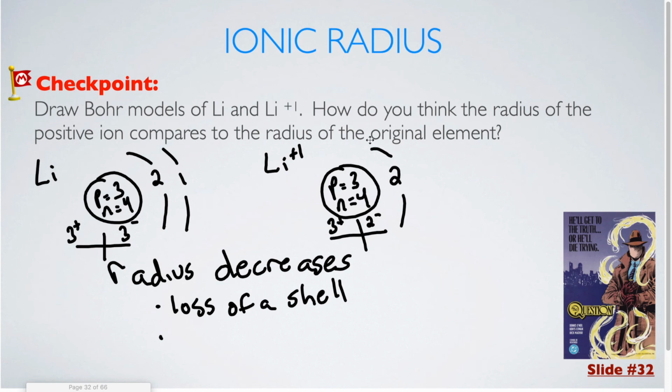So this shell, even though it's still the same 2 shell that I have in this drawing, it would actually be pulled in slightly. So not only did this get smaller because of the loss of the outermost shell, the shell that remains is going to be pulled in a little bit more closely than where it was before. So the outer shell is pulled in more closely.